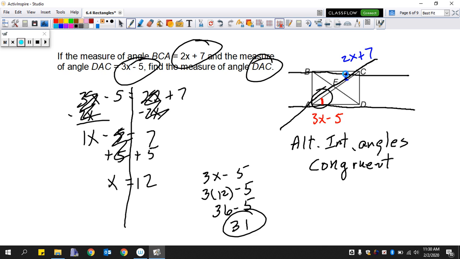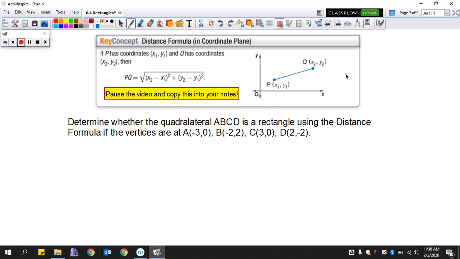The next thing we're going to talk about is proving whether a quadrilateral is a rectangle or not, and we're talking about on a coordinate plane here. We're going to use the second theorem that you wrote down, that says that if the diagonals are congruent, then it's a rectangle.